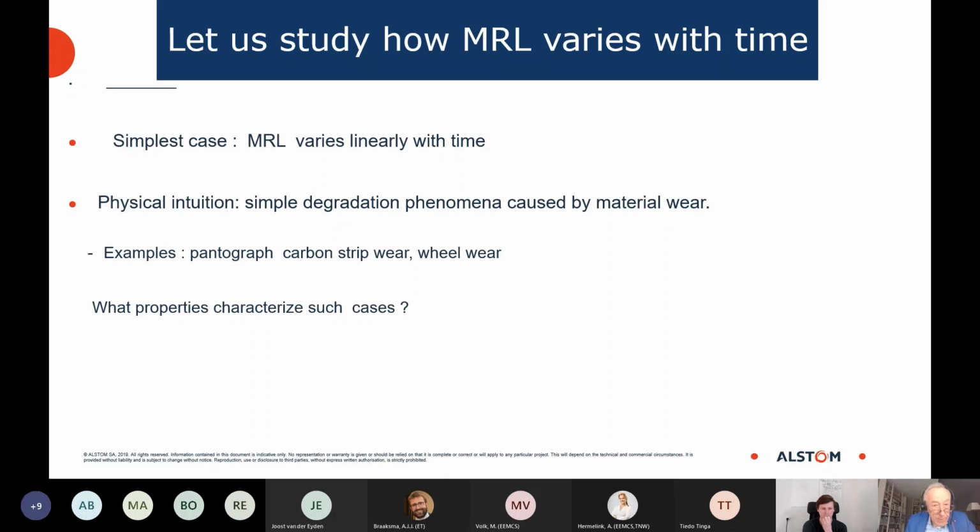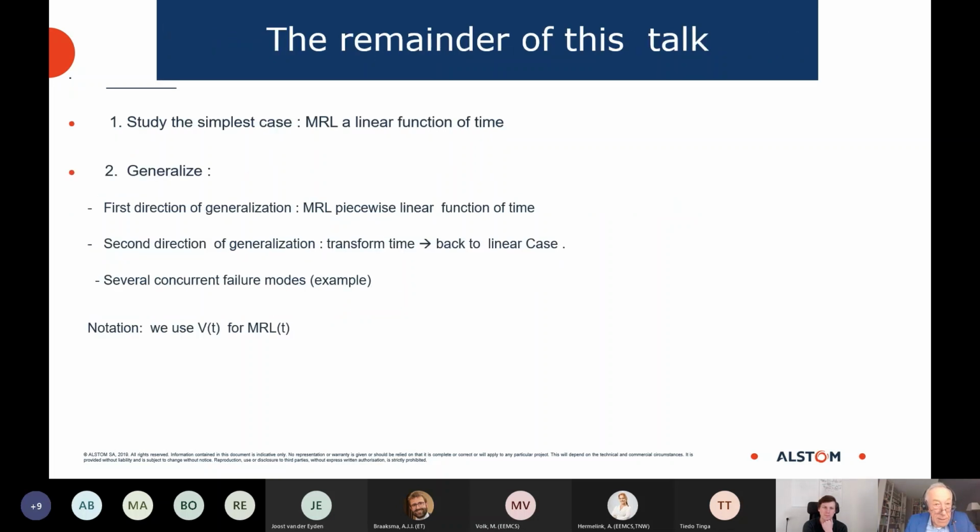So what properties characterize time to failure distributions which have an MRL which varies linearly with time? This is a question we asked. And actually, I looked at the literature, and there is not much on that particular question.